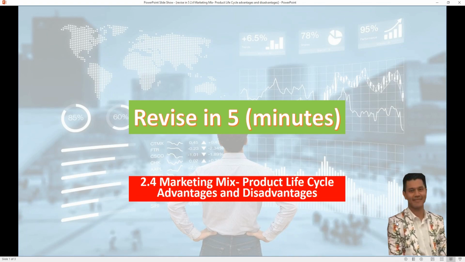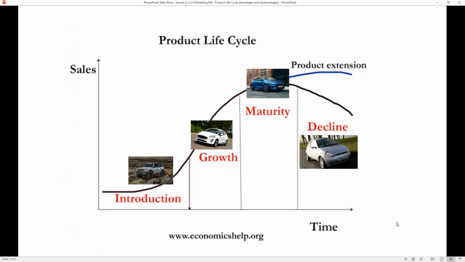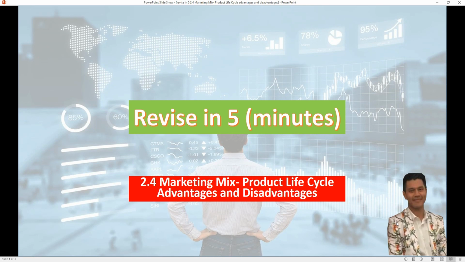Schmalish. Today we're looking at 2.4, the marketing mix, specifically the product life cycle, advantages and disadvantages. Okay, so we're not going to talk too much about the product life cycle, that will be in another video. We're just going to look at the advantages and disadvantages because I know this has come up in an exam paper before and it's not really covered in the OCR textbook.